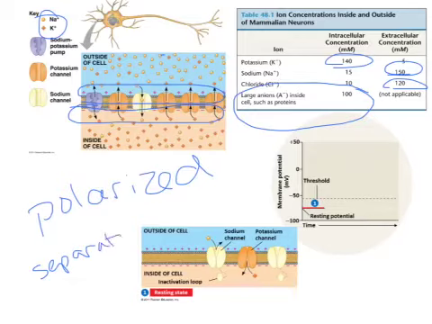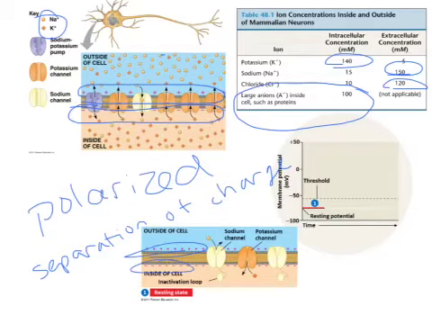Separation of charge. And that's exactly what I have on either side of the membrane. I've got a positive on one side and a negative on the other side of the membrane. So they are separated, with a difference of approximately negative 70 millivolts. Our resting membrane potential is naturally more negative on the inside than the outside, by about negative 70 millivolts.